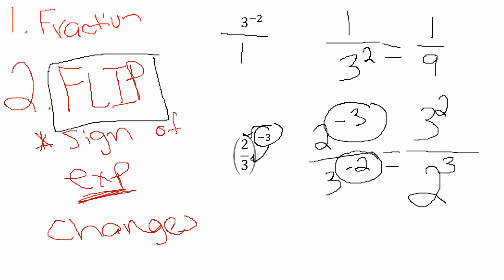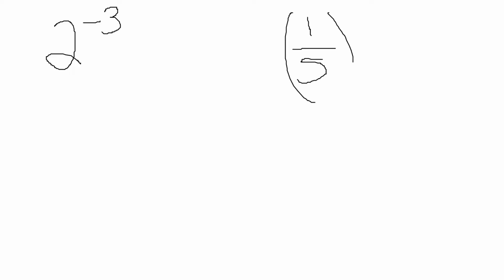And now I have a problem I can solve. 3 squared is 9. 2 cubed is 8. And I can leave it just like that. So remember, make it a fraction, then flip it. I'm going to give you guys a couple to, let's see, let's do 2 to the negative 3, and then let's do 1/5 to the negative 2. So let's do this again.